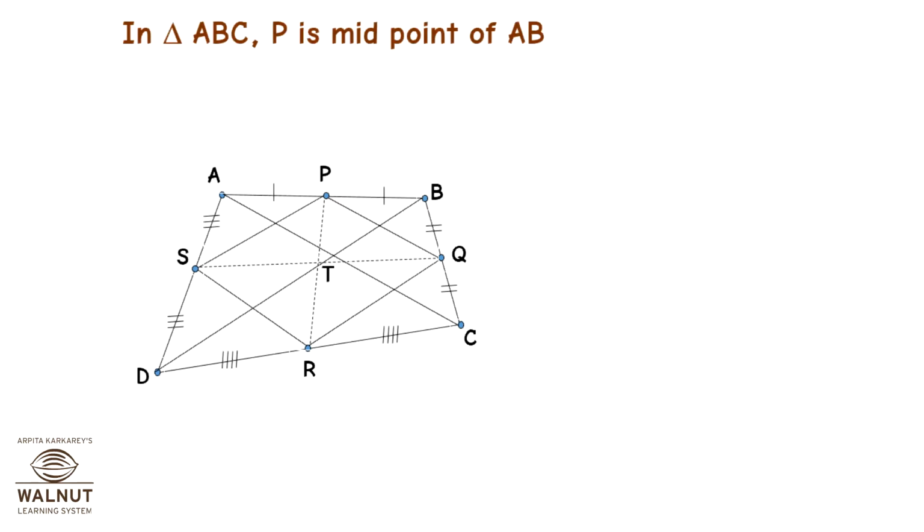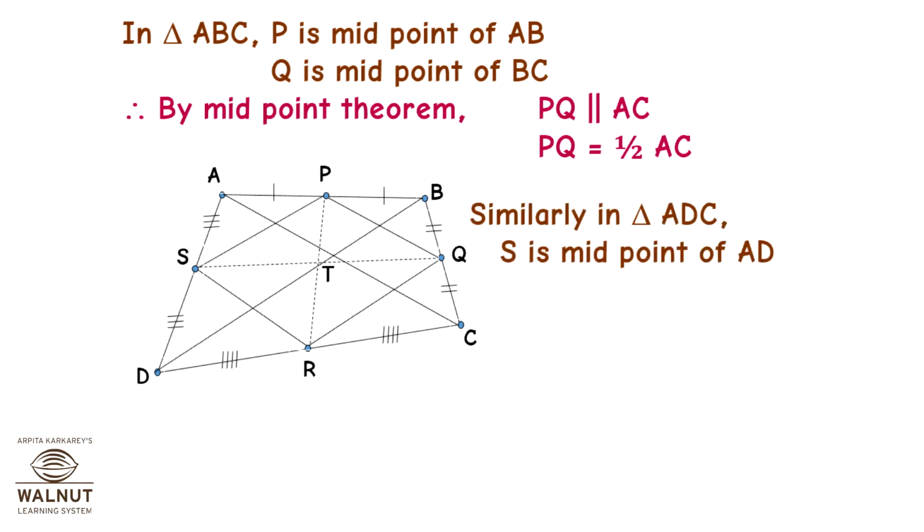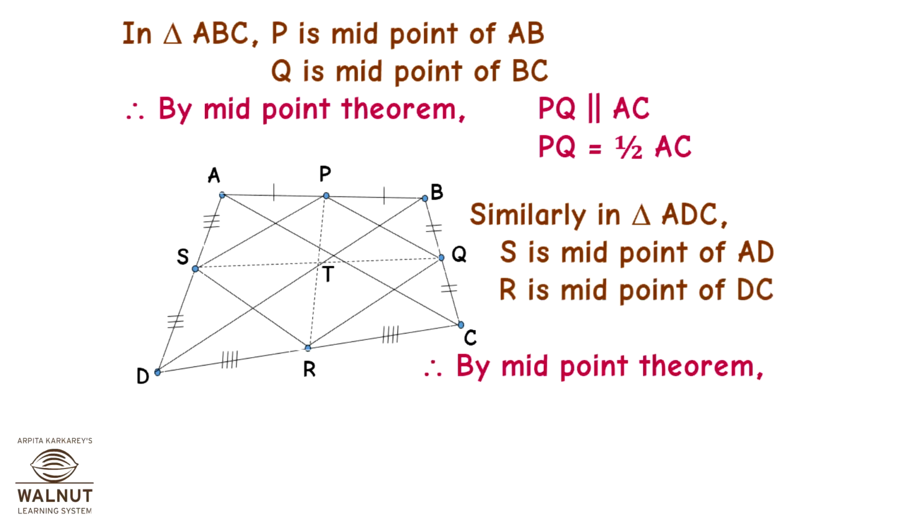In triangle ABC, P is the midpoint of AB, Q is the midpoint of BC. Therefore, by midpoint theorem, PQ is parallel to AC and PQ is equal to half AC. Similarly, in triangle ADC, S is the midpoint of AD, R is the midpoint of DC. Therefore, by midpoint theorem, SR is parallel to AC and SR is equal to half AC.